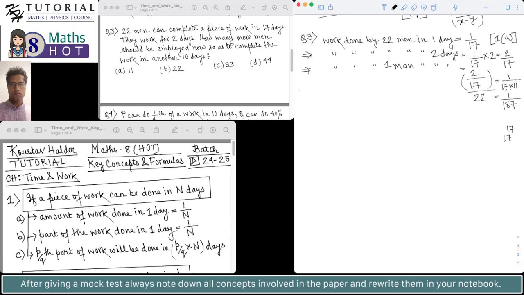Okay, so what was the work left? What is the amount of work left after 22 men have worked for 2 days? So work left after 2 days will be equal to the total work, which is 1, minus the amount of work done by 22 men in 2 days, which was 2 by 17. This is equal to 15 by 17 amount of work left.